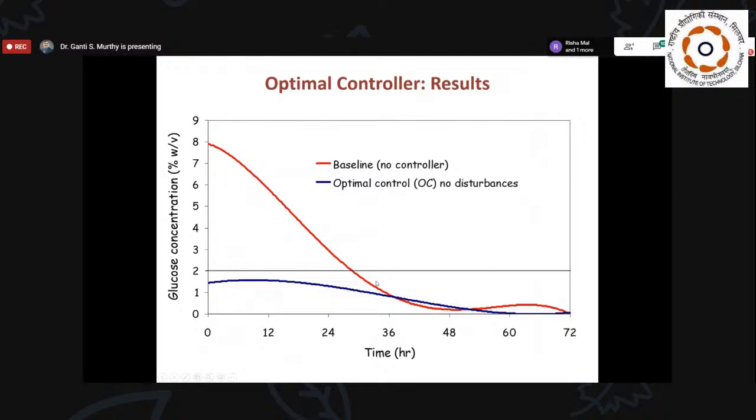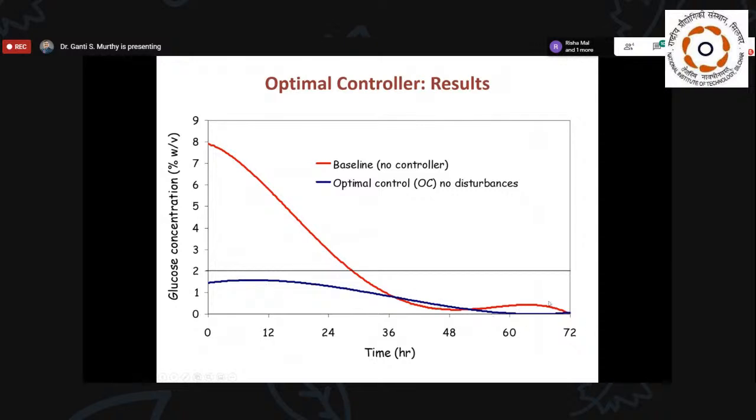So you see this red line, that is the process without the controller. And you see the blue line, that is our process with the optimal control. And you see that line at 20, that is the 20 gram per liter limit. So our process controller actually maintained it below 20 grams per liter throughout the process.